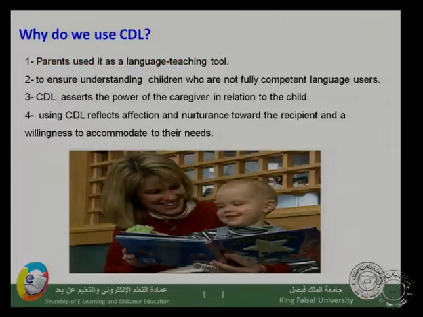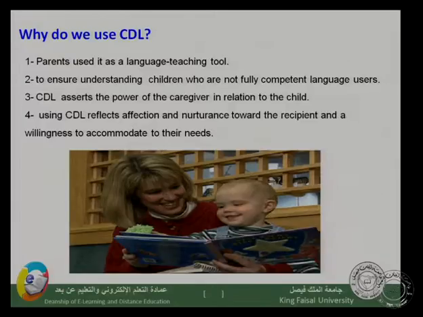Why do we use child-directed language? Why do we use this specific style of language with children? Number one, parents use it as a language teaching tool. So when you want to teach your child, you tend to use this style of language. You make your language slower, you exaggerate the pronunciation, and you also emphasize the intonation of the question, where there is a prominent rising tone when you ask a question. So we use this language as a tool for teaching.